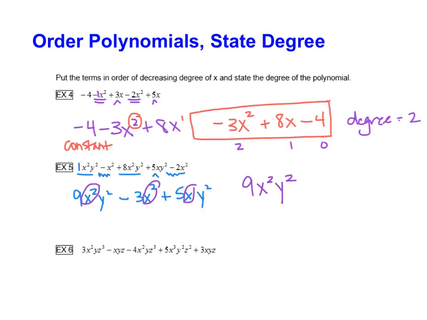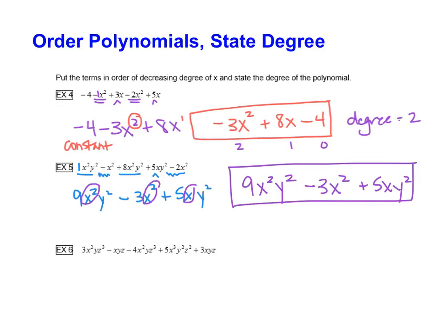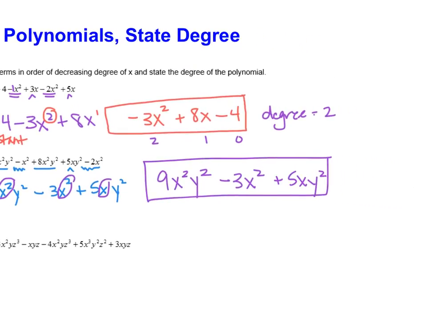Then we're going to put our minus 3x squared, and then we want the x to the first power, so plus 5xy squared. So it's actually the same order that we combined our like terms in. That's okay. Alright, our degree, what we're going to look at are the sums of the exponents of the variables. So that one has a sum of 4, this one is 2, and this one is 3. So the highest sum is 4, so this one has a degree of 4.